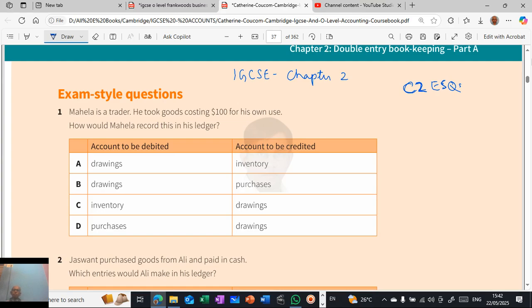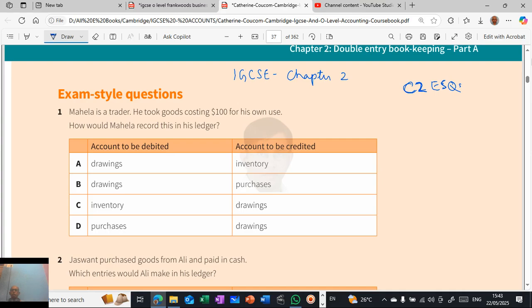So today we will discuss C2, that is chapter 2, double entry bookkeeping, exam style questions. Similar questions you can find in your question papers. Let us see what you can do: you can try answering this question on your own. You can see the question on the screen, so you can maybe pause the video and try to answer this question.